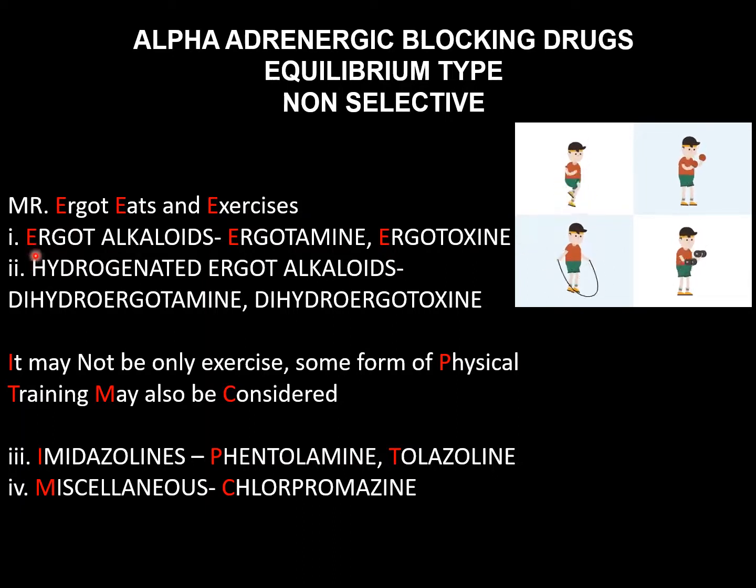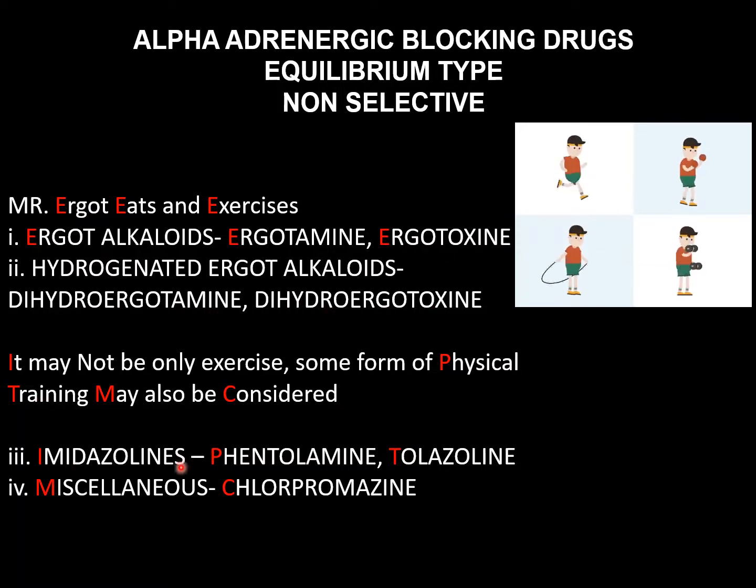So the next level after ergot alkaloids will be hydrogenated ergot alkaloids. So dihydroergotamine, dihydroergotoxine. Just add dihydro to the above class. You will get the second group of drugs, that is dihydroergotamine and dihydroergotoxine.